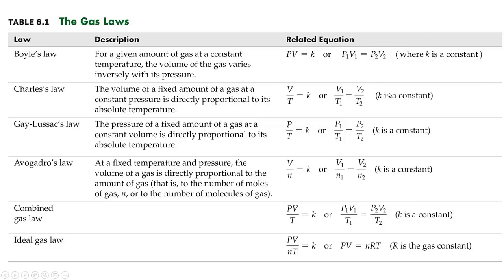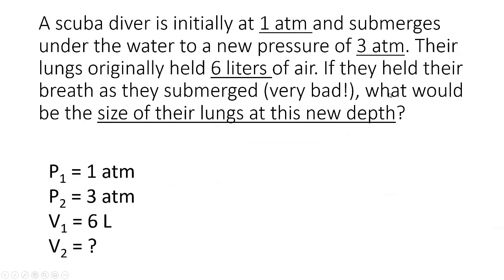So that being said, anytime you have a problem that looks something like this, how you do these problems is very systematic. You identify your variables, which is what you have, you can see here on the left hand side. So this problem says a scuba diver is initially at 1 atmosphere and submerges under the water to a new pressure of 3 atmospheres. Their lungs originally held 6 liters of water. If they held their breath as they submerged, which FYI is very bad, we talked about that earlier, what would be the size of their lungs at this new depth?